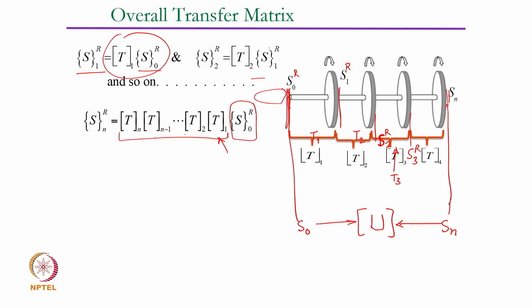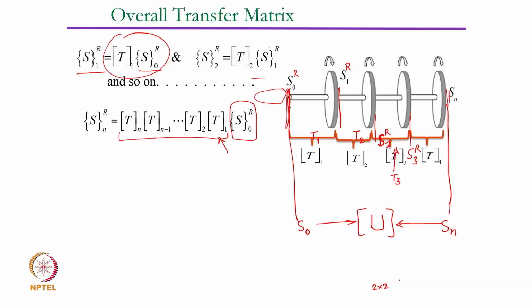Tell me, what is the size of this matrix T? What was the size of the field matrix? 2 cross 2. What was the size of the point matrix? Was it different? There are only 2 state variables. The point matrix was 2 by 2, the field matrix was 2 by 2, their product will be again 2 by 2. So, the transfer matrix is 2 by 2.